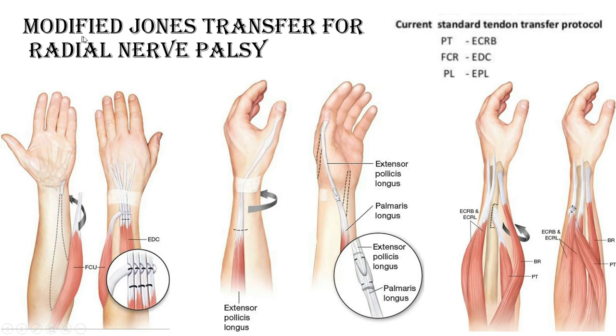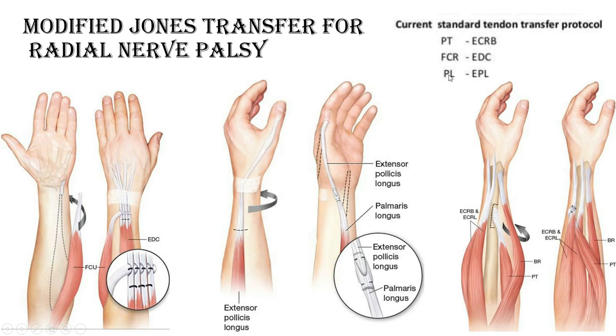This is called modified Jones transfer for radial nerve palsy, and these are the 3 tendons that have been used for transfer in case of radial nerve palsy. For postgraduate students, you have to know all the operative technique, and I make a small mnemonic.